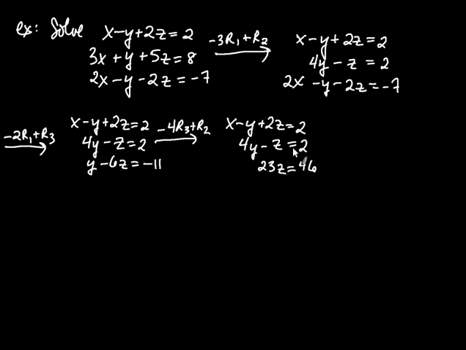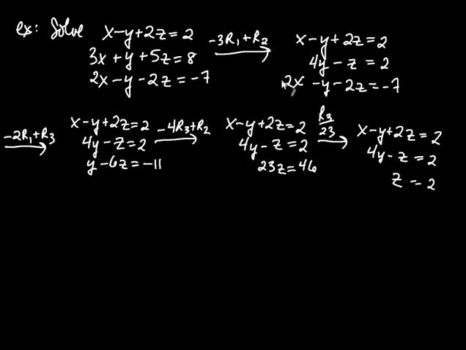Okay, and then finally, we are in triangular form, right? All we have to do is divide both sides of that bottom equation by 23 to get z by itself. So let's tell our reader what we're doing. We're going to take R3 and divide it by 23. So we're going to get, top row staying the same, x minus y plus 2z is equal to 2. Second equation, 4y minus z is equal to 2. Last equation, divide both sides by 23, and you get z is equal to 2.